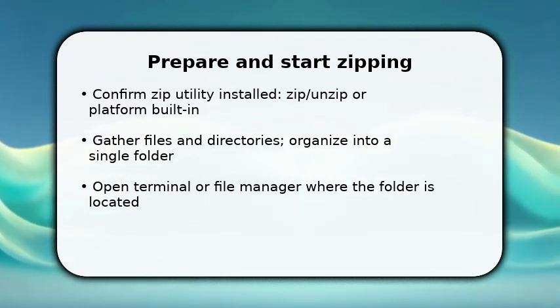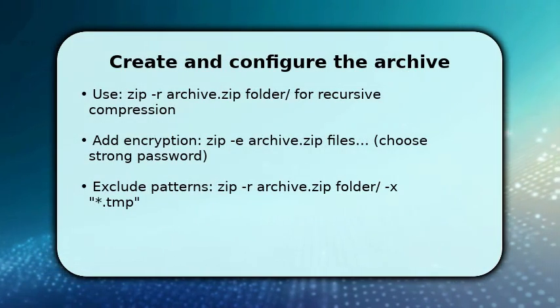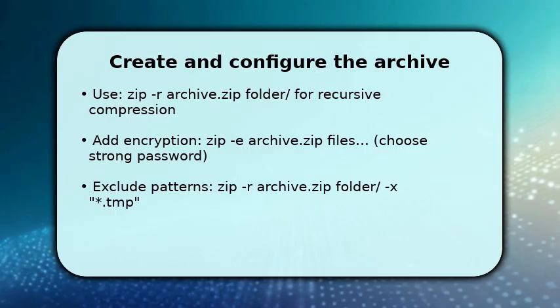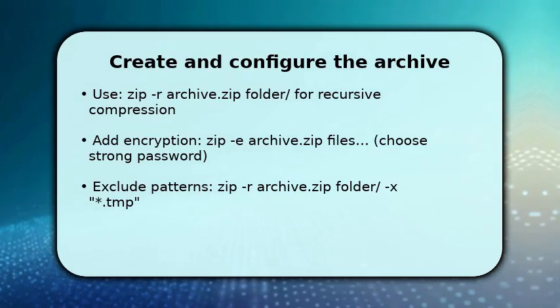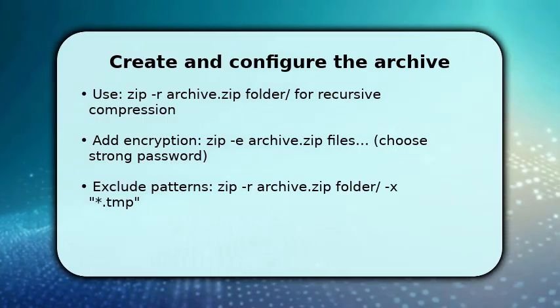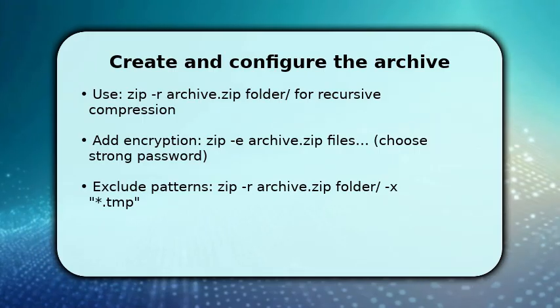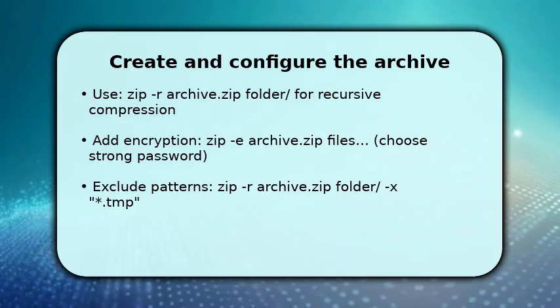For the command line, type zip archive.zip folder/ to include subfolders recursively. If you need confidentiality, use zip -e archive.zip files and pick a strong password because encryption prevents casual access. To skip temporary or unnecessary files, add exclusions such as -x "*.tmp" or specific paths.